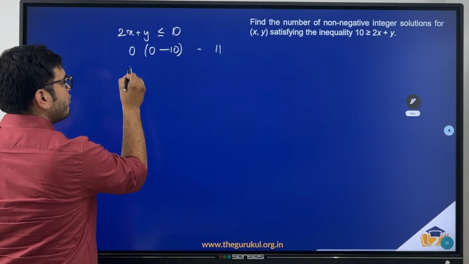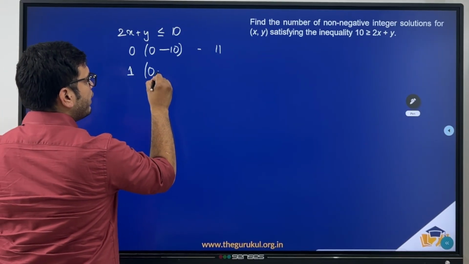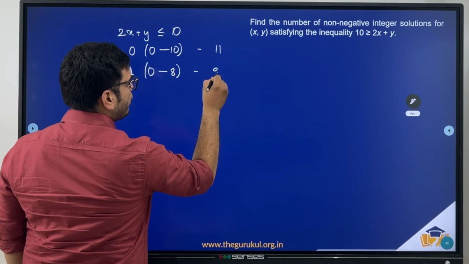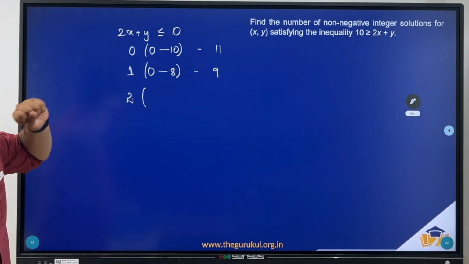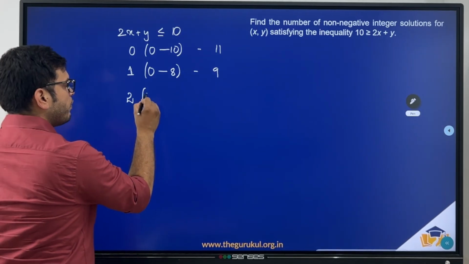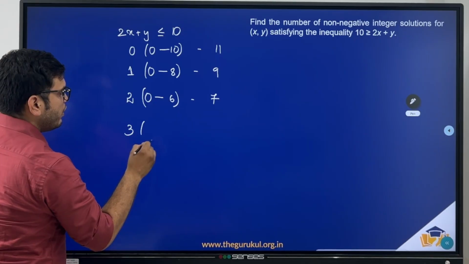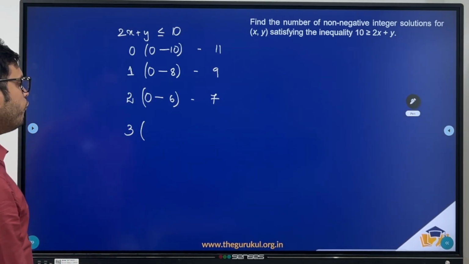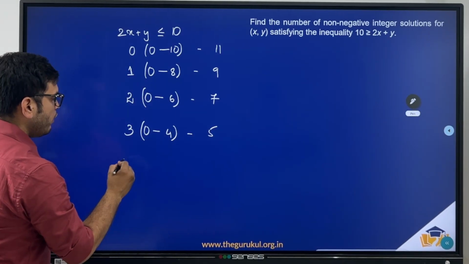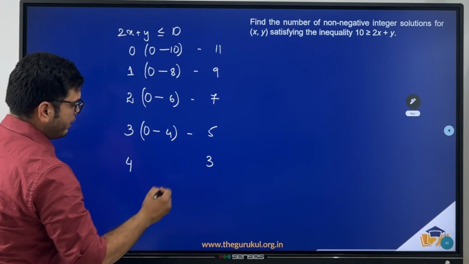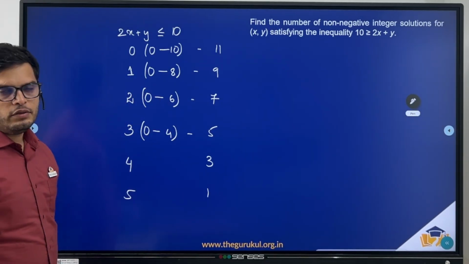Now if the value of x is 1, y should be less than or equal to 8. So y can take any value from 0 to 8, 9 values. And the value of x is 2, right? Y should be less than or equal to 6. So from 0 to 6, 7 values. When the value of x is 3, y should be less than or equal to 4. So 0 to 4, 5 values. When the value of x is 4, y can take 3 values, and when the value of x is 5, y can take only one value, which is 0.